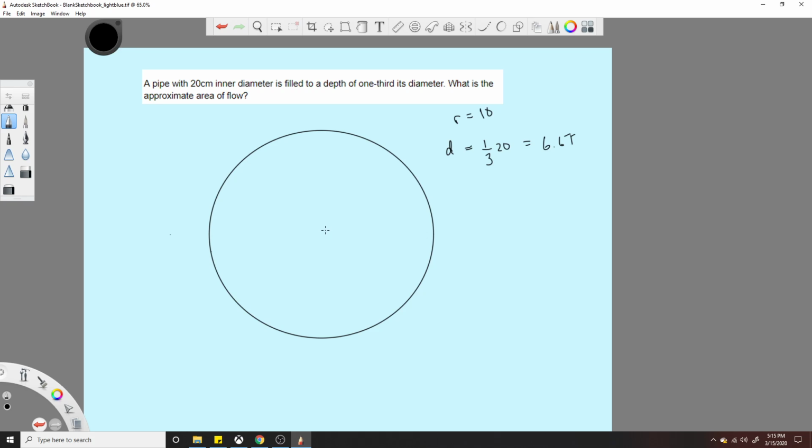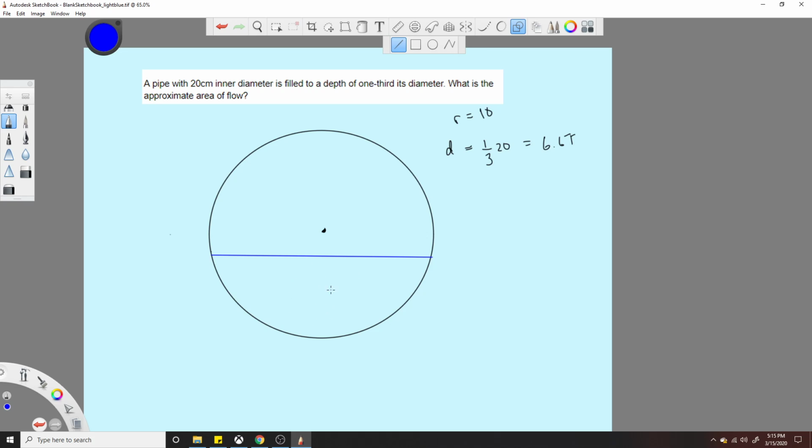So let's try to get, this is the center of our circle here. This is our pipe. And we have some water level, right? And we know that it's 6.67 high. So it's not quite as high as the radius. So it's a little under the center point. Let's say it's like right here. So there's our water level, right? And we want to know the area of this region here.